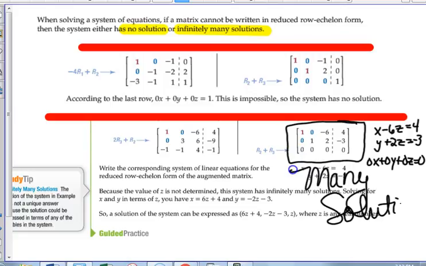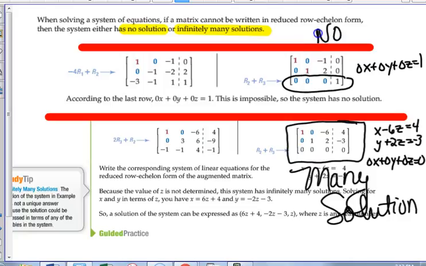And then we're going to have to do some more work with it. But what does this mean? 0x plus 0y plus 0z equals 1. Is that ever true? So that one's going to be no solution.